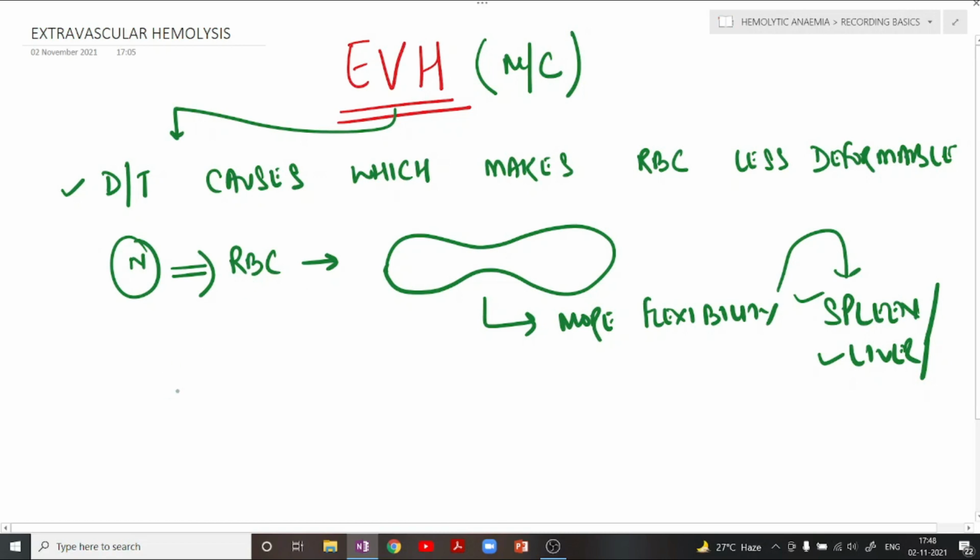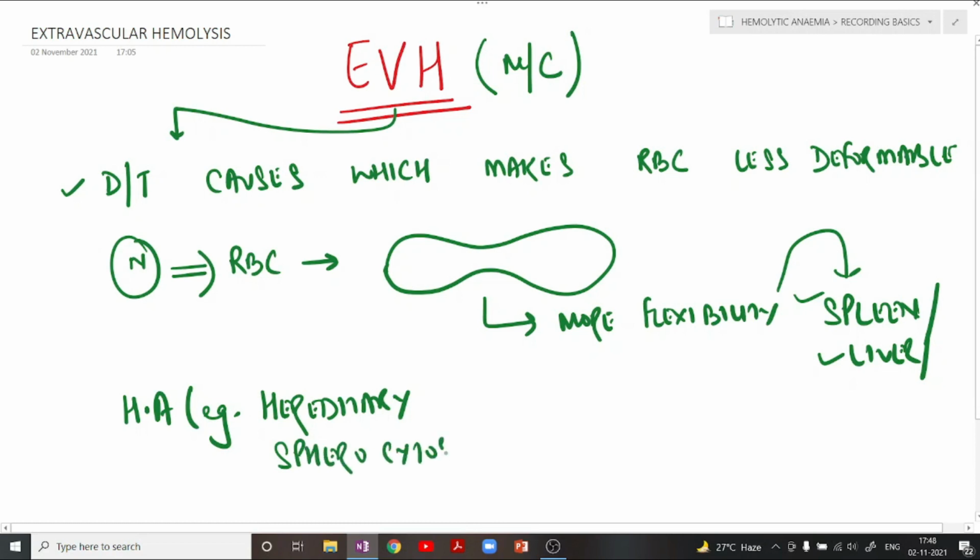But in certain cases of hemolytic anemia, for example, let us take the case of hereditary spherocytosis. In hereditary spherocytosis, this normal RBC becomes circular. It loses its biconcave shape. This is the normal biconcave shape.